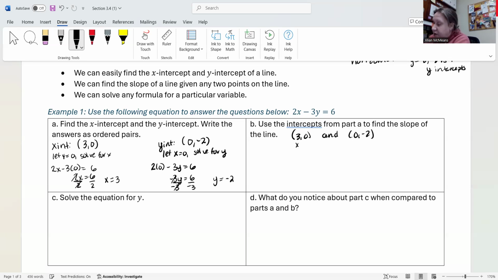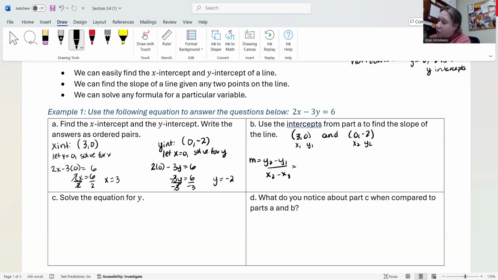So we're going to say this is x1, y1, x2, y2. And remember, slope is y2 minus y1 over x2 minus x1. And then we're just going to fill those numbers in. Okay, that's a 1 there. It looks kind of funny.